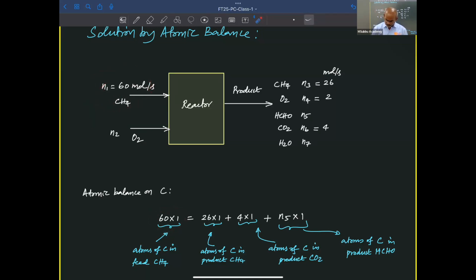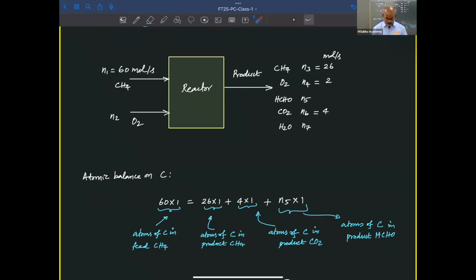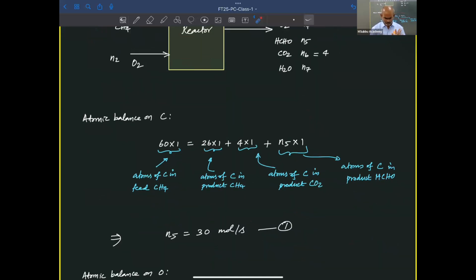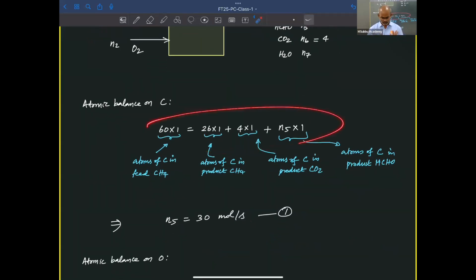Like that, how much carbon is leaving? In N3, which is methane, we have 1 C. Like that, in N5 we have 1 C, and in N6 we have 1 C. So in that way, we have to write everything. So this is 60 entering, and this is 26 multiplied by 1, and this is 4 multiplied by 1, and here N5 has 1 C. So by that way, we have the balance on carbon, how much carbon is entering and leaving.